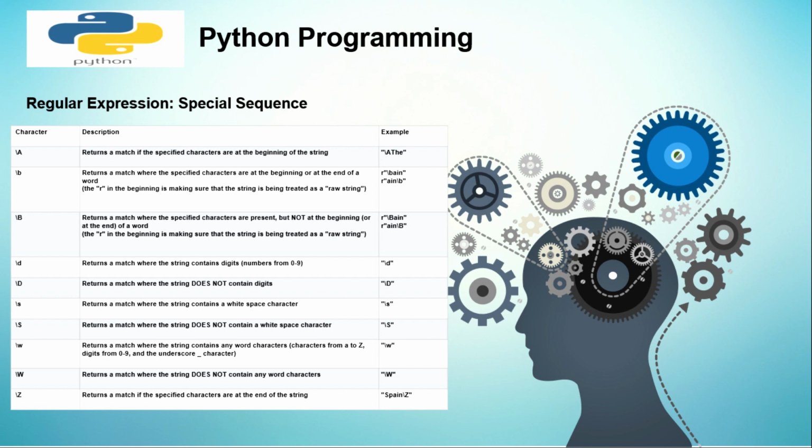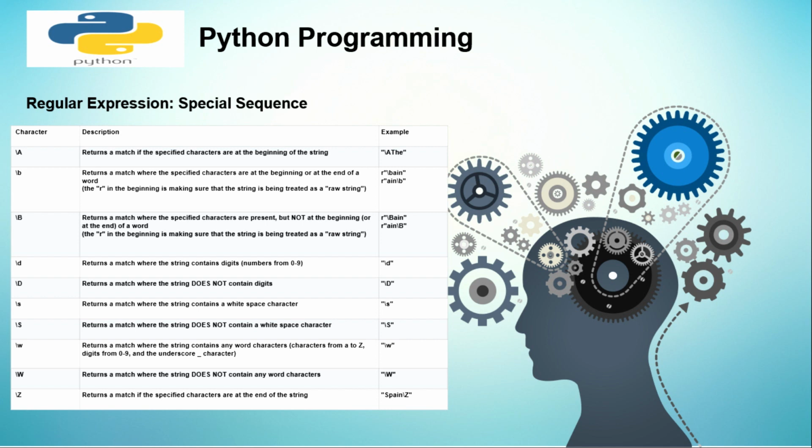Having said that, you have to pay attention. There is a difference between capital A, capital B, small b, and so on. The capital A returns a match of the specified characters at the beginning of the string. This is very similar to what we saw earlier. So this is the beginning of the string. The small b is the beginning or the end of the word, and r is being treated as a raw string. The capital B will return a match if the specified characters are present but not at the beginning or at the end of a word.